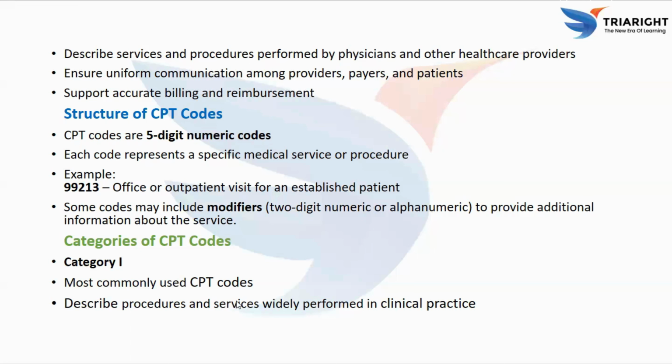And there are categories of CPT codes. Category 1 CPT codes. The most commonly used CPT codes are category 1 codes. These describe procedures and services that are widely accepted and regularly performed in hospitals and clinics. They are used daily for billing and insurance claims. What are examples of category 1? Office visits, lab tests, x-rays and surgeries.